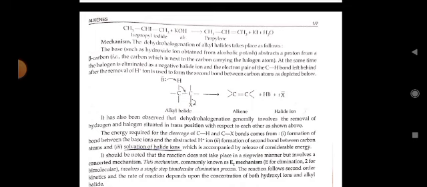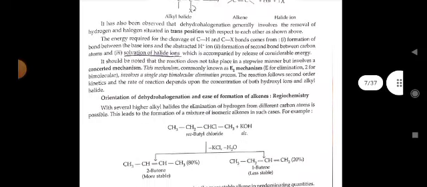It has also been observed that dehydrohalogenation generally involves the removal of a hydrogen and halogen situated in trans position with respect to each other, as shown above. The energy required for the cleavage of carbon-hydrogen and carbon-halogen bonds comes from, first, the formation of a bond between the base ion and the abstracted H positive ion; second, the formation of the second bond between carbon atoms; and the third is the solvation of halide ions, which is accompanied by release of considerable energy.